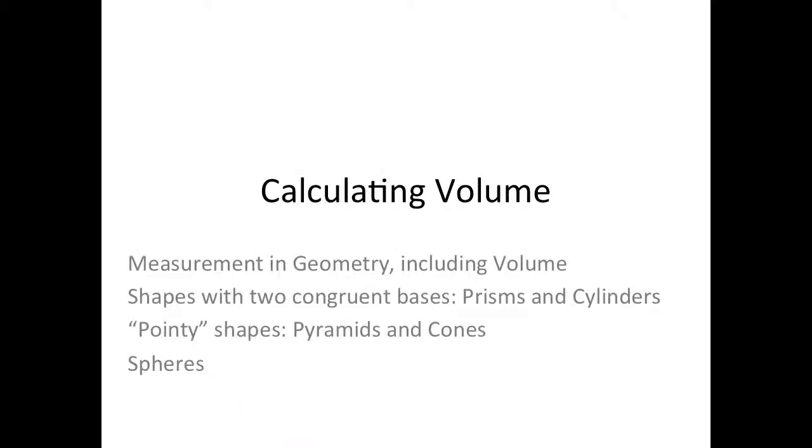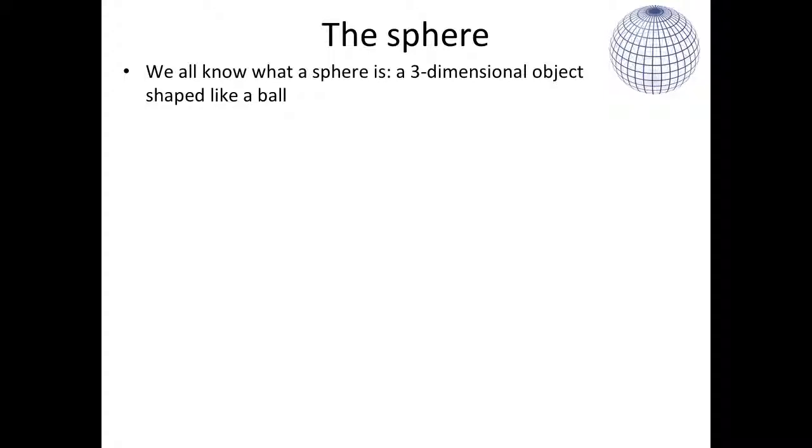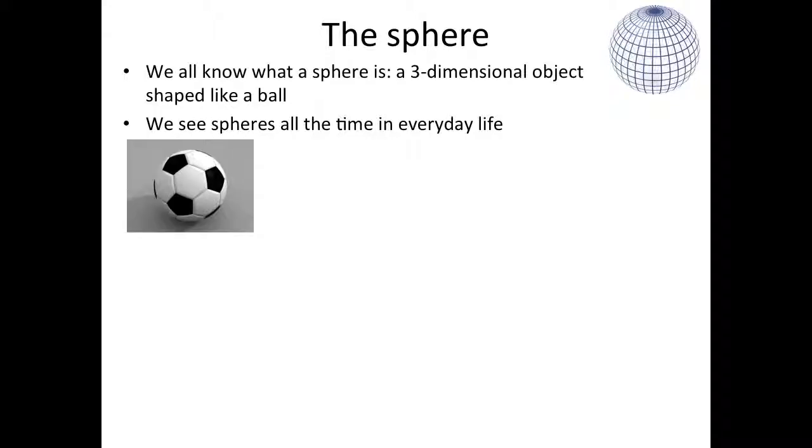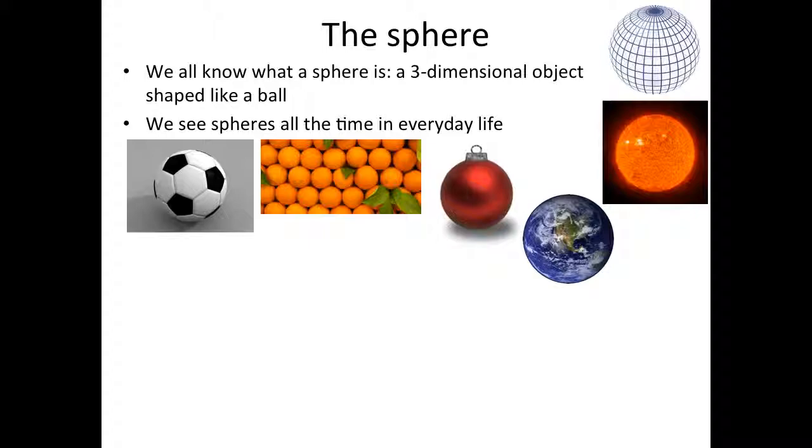Now we've talked about shapes with congruent bases, we've talked about pointy shapes, and that leaves us finally with spheres. And we all know what a sphere is. It's a three-dimensional object that's shaped like a ball. And we see spheres all the time in everyday life. There's different balls, some foods are spherical, Christmas ornaments, and of course the planet we live on and the star that provides all of our energy are spheres.